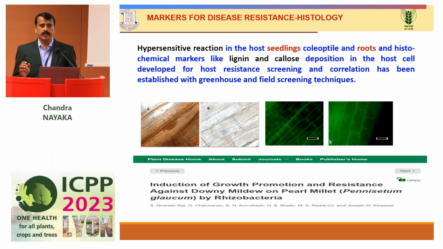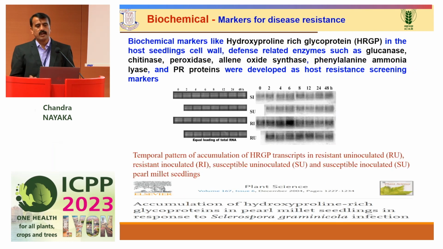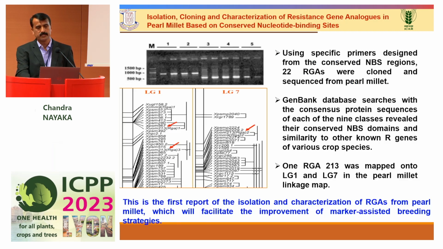We have developed, using host seedlings, coleoptile and roots, histological markers like lignin and callose deposition in the host cell after challenge inoculation with the pathogen, and we standardized the technique. We have also developed biochemical markers, like PR proteins as well as HRGPs, and we found that we can use these markers for screening resistant and susceptible lines.